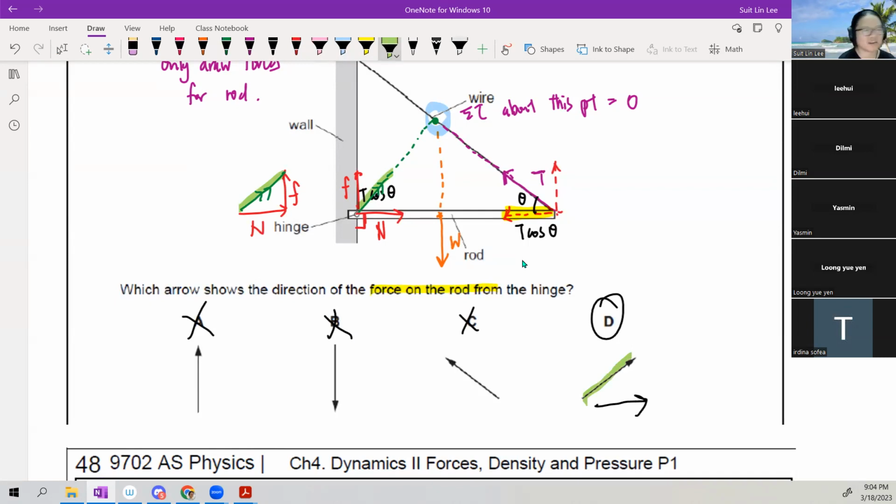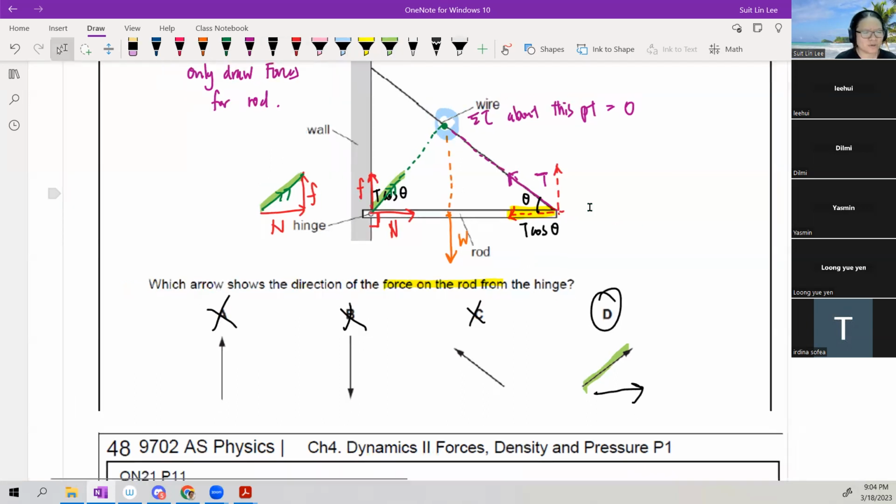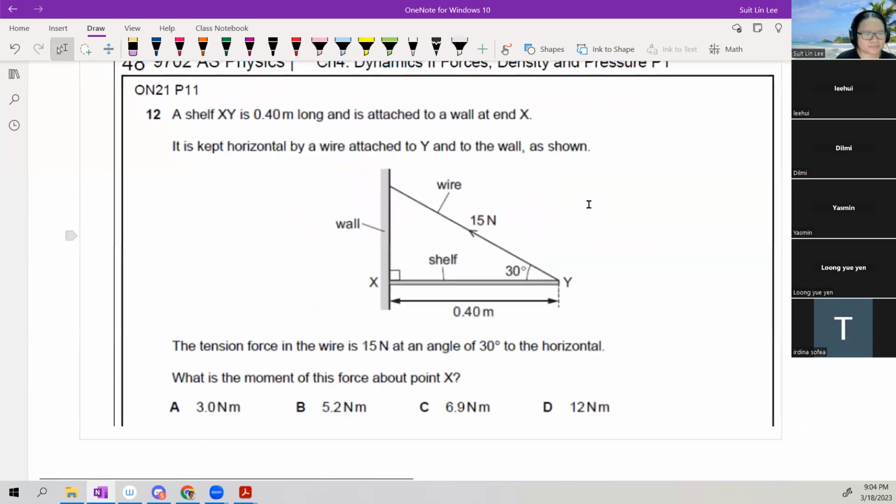All right, so this is the shortcut. If you don't want to consider left, right, up, down, then you just resolve. And then you connect all the forces together. They should meet at one point. Okay. All right, let's look at another one.